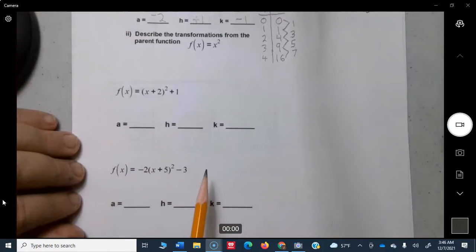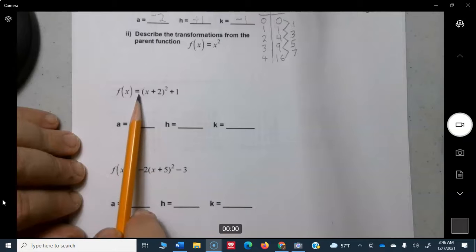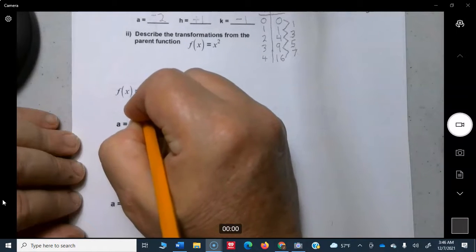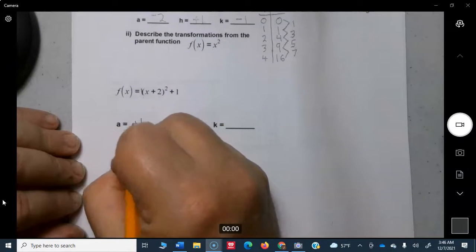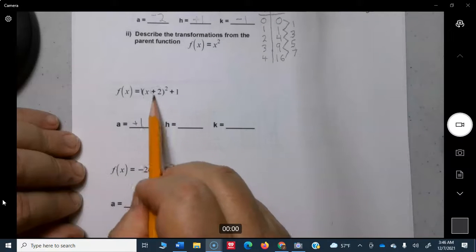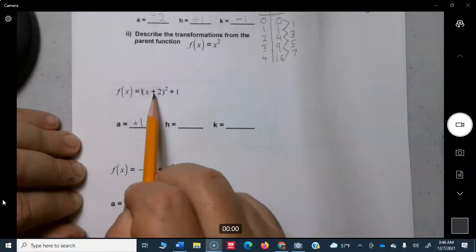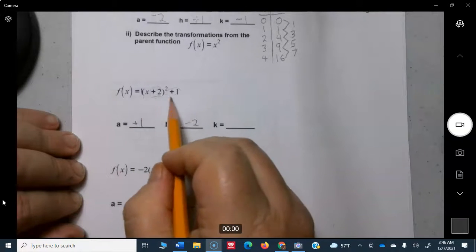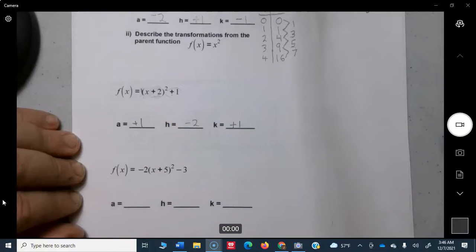Simply identify. See if you can do that before I do this. The A is a little tricky this time because you don't see anything in front. If you don't see anything in front, it's a 1. Try to squeeze a 1 in there. It's 1 times this. So that means A equals +1, just to emphasize that. Remember, this is always the opposite. The H is the opposite of this because it's minus -2 that makes it a +2. So this is -2. And this one is plus K, so this is the same as what you see there. So it's +1.